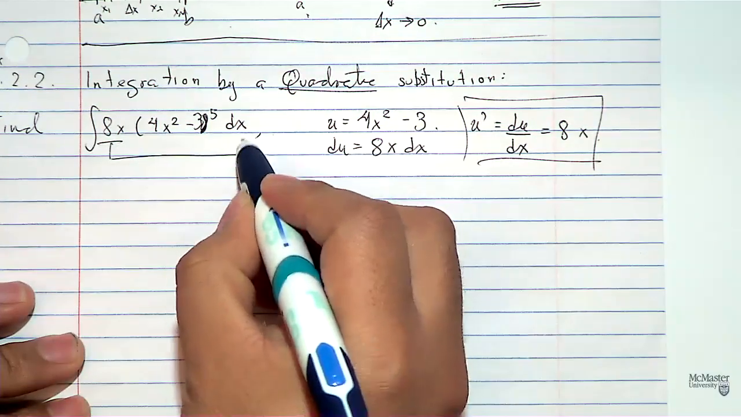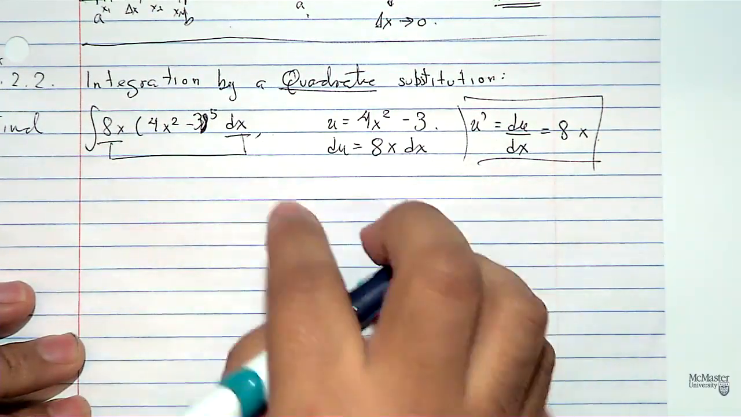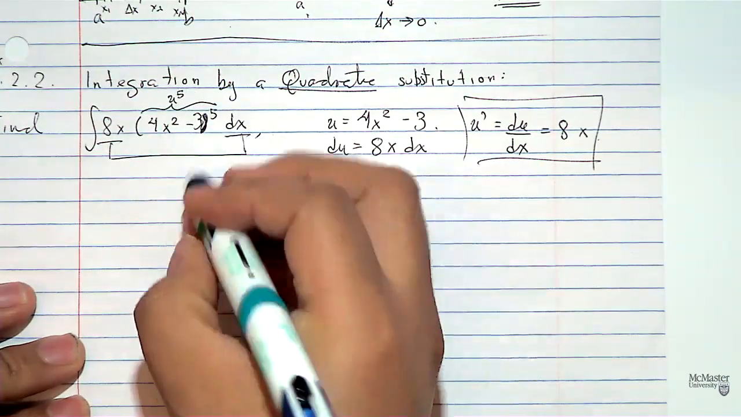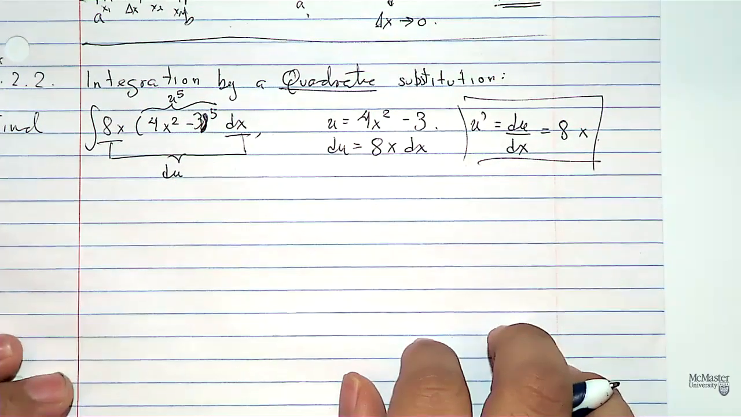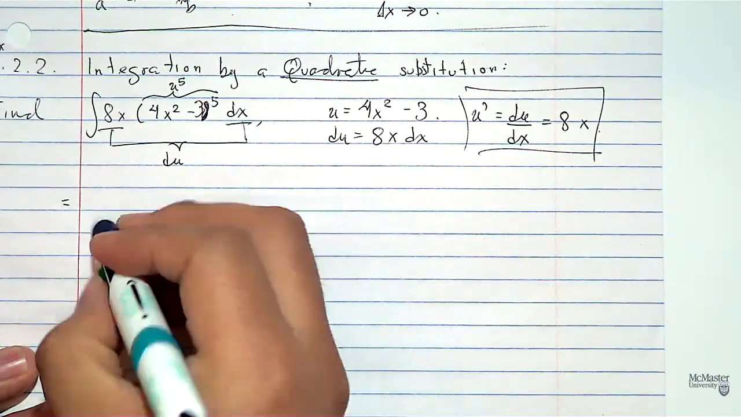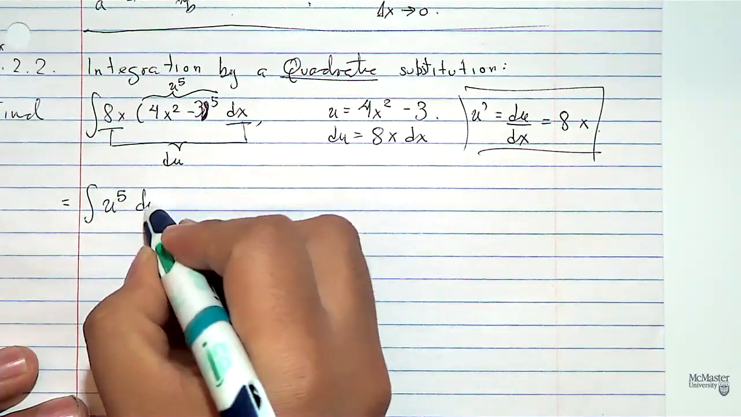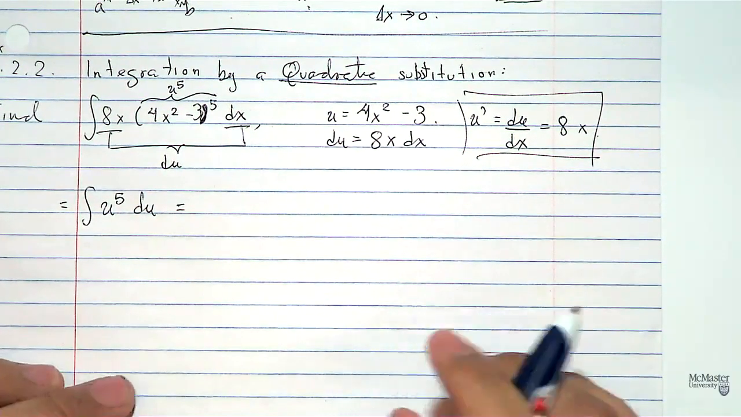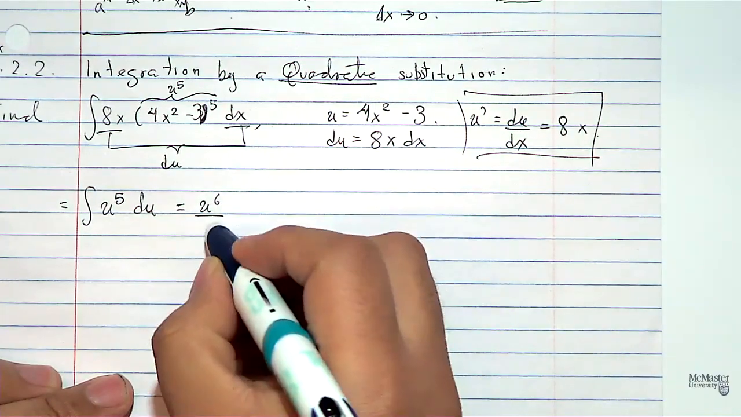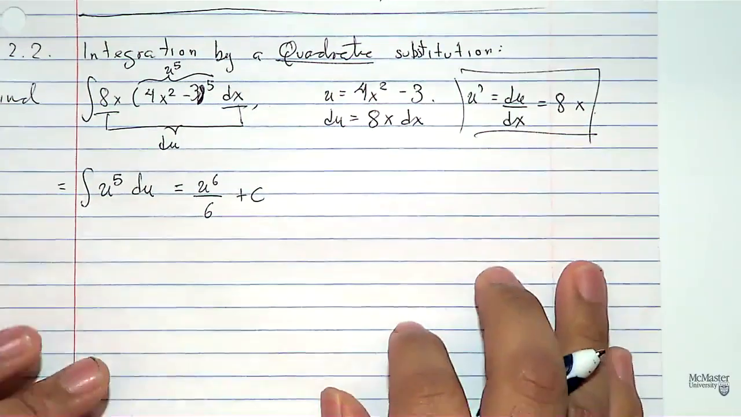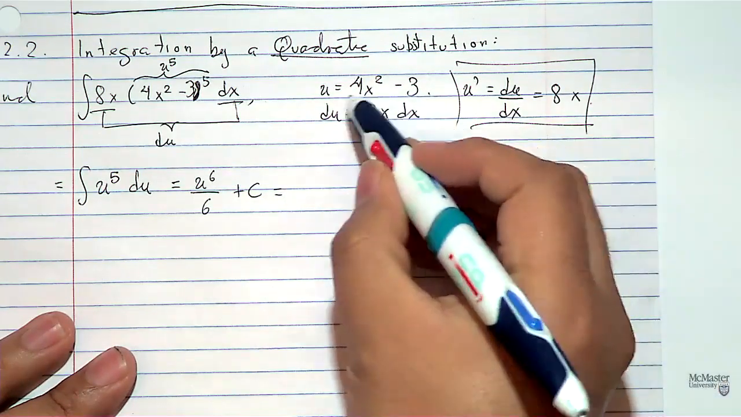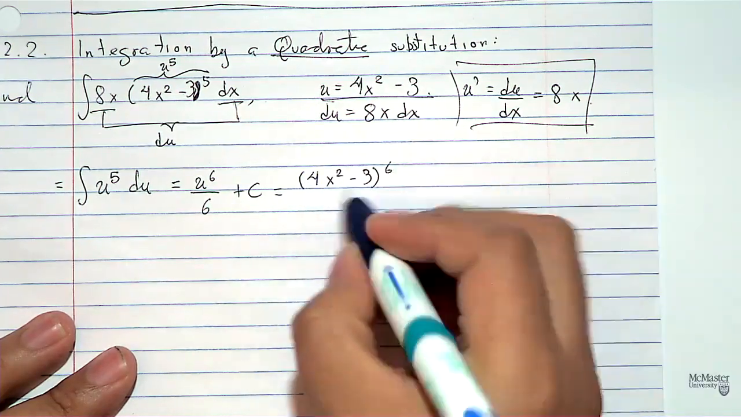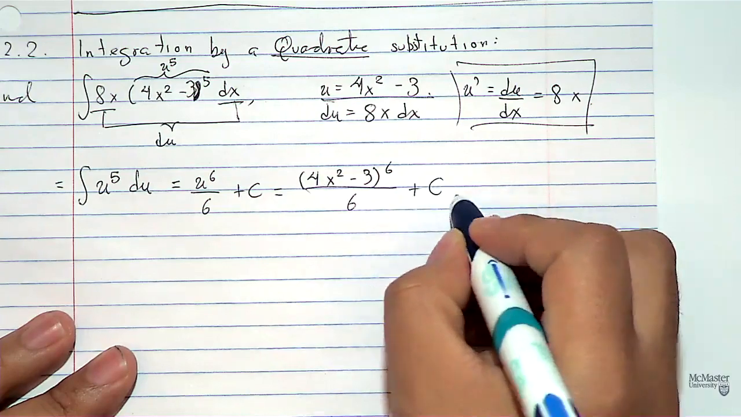Here I will have my du, which is 8x times dx, and here I would have u to the 5th power. So, if I do the substitution, this would be equal to the integral of u to the 5th power du. With this change of variables, integration is pretty easy to perform, because this would be u to the 6th power divided by 6 plus a constant. The last part, of course, is always to substitute back the function that you proposed, where u is equal to 4x squared minus 3: so (4x squared minus 3) to the 6th power divided by 6 plus the constant of integration.